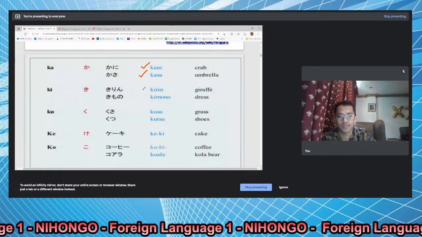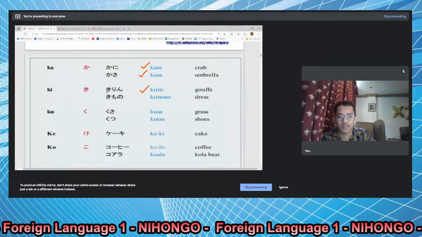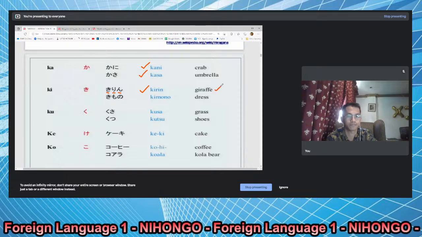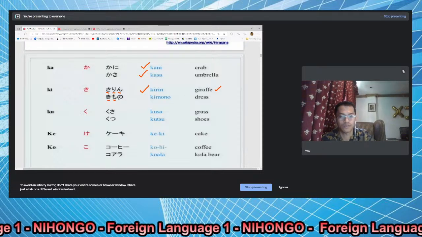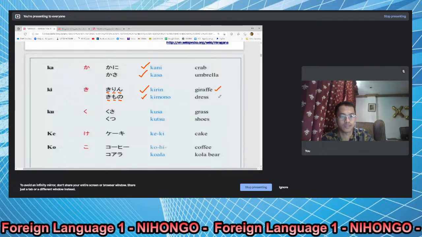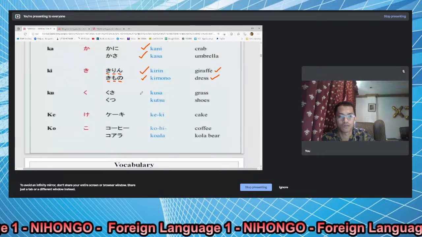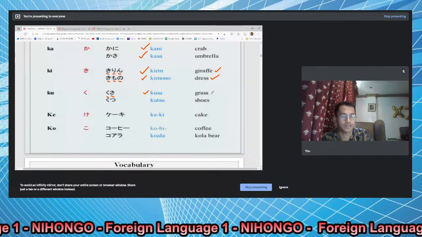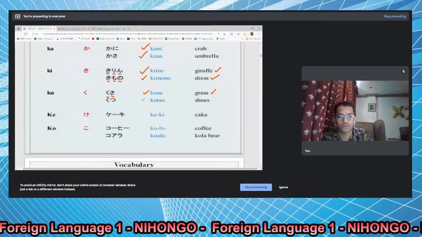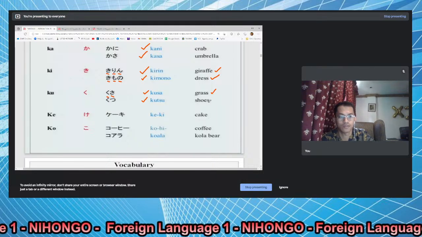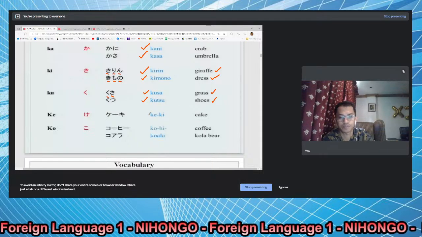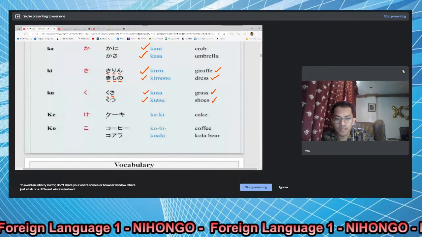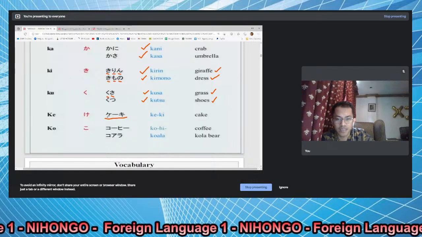which means umbrella, kirin, so it's ki, ri, kirin, which means giraffe, kimono, which means their dress, kusa, which means grass, kutsu, which means shoes in English, keki, so keki is cake.